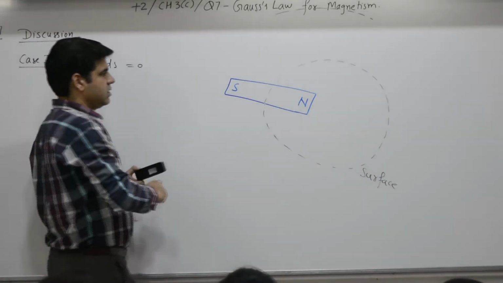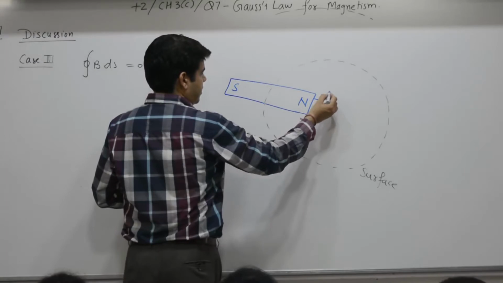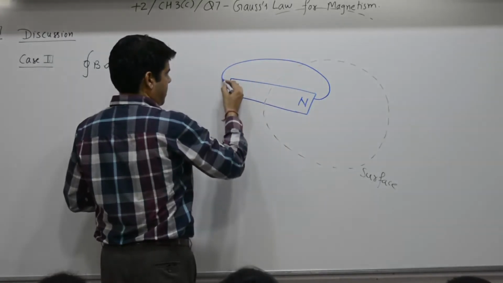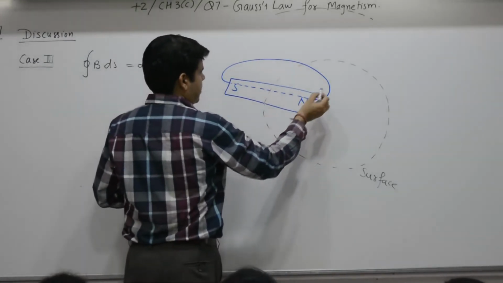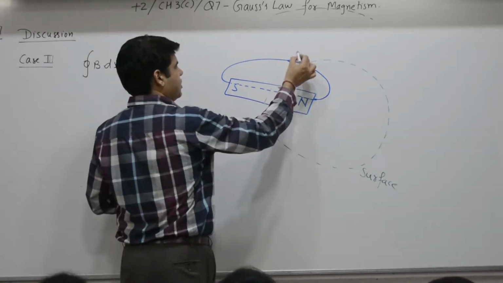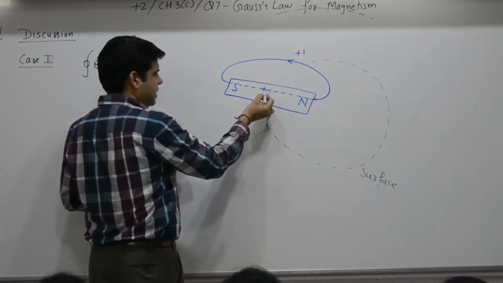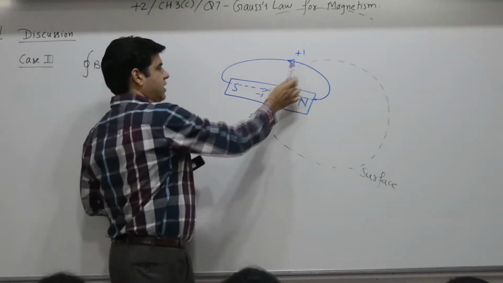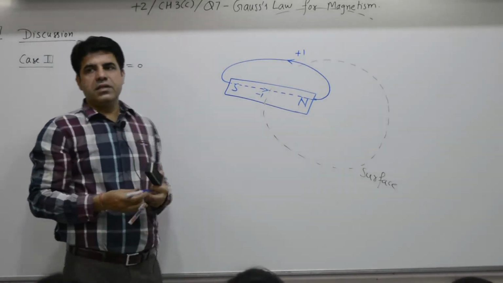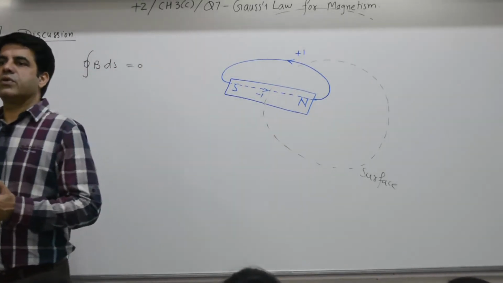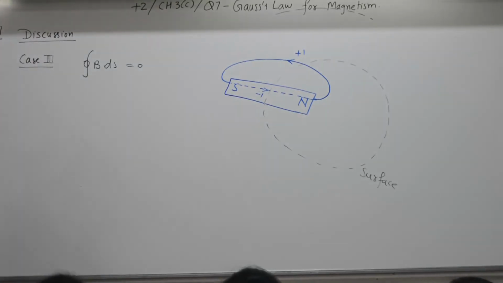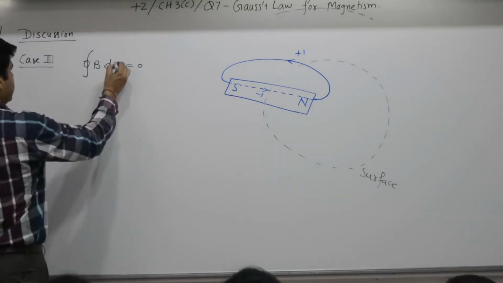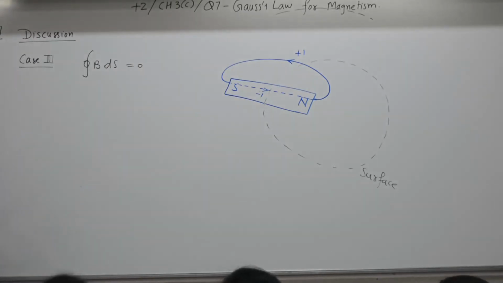For this case, again, this is a line leaving the surface. Suppose leaving the surface I mark as +1. This is a line entering the surface. It is -1. Then +1 and -1, the net number of lines linked with the surface, comes out to 0. B·ds equal to 0 is true for a partially enclosed magnet. Time with you is 1 minute. Draw it.